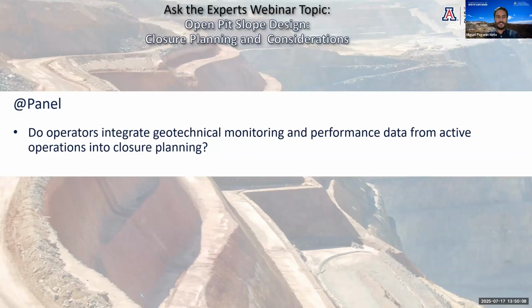Totally agree with you guys. Nothing to complement. I believe it's a cycle. We use the geotechnical monitoring, and we analyze the performance of the structure to guide the closure planning. So one thing depends on the other, so nothing to complement.